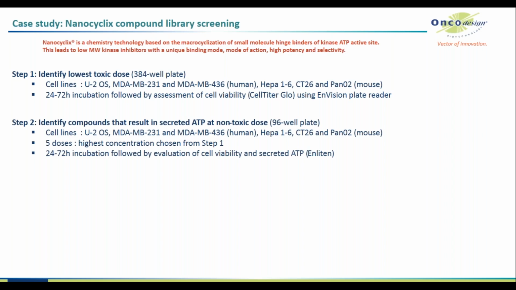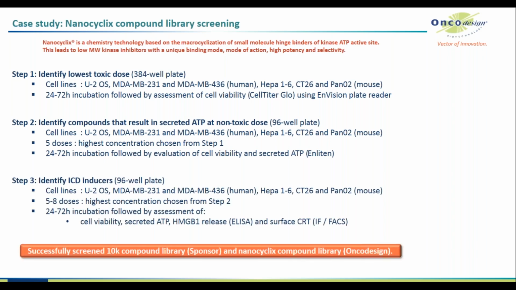Once we've identified the lowest toxic dose, we use at least 5 different concentrations to look at the next readout, which is secretion of ATP. This was performed in a 96 well format, once again using all 6 cell lines over different time points. And then finally, we look at the 2 remaining parameters, which are HMGB1 secretion and calreticulin at the plasma membrane. This is done in the 96 well format, and usually we choose between 5 to 8 different concentrations to identify the potency of the inducer.